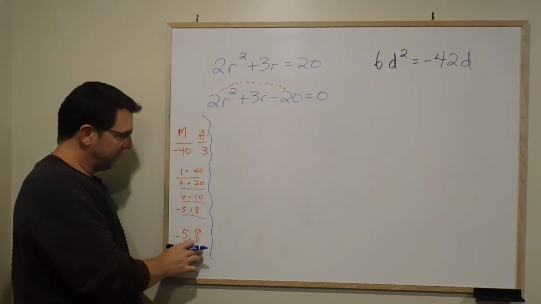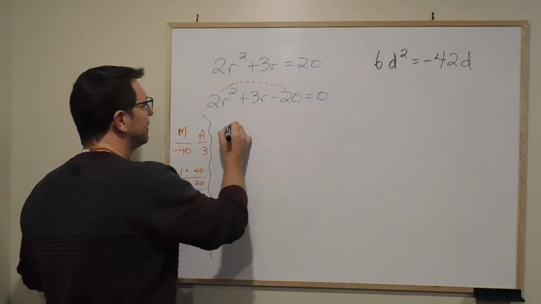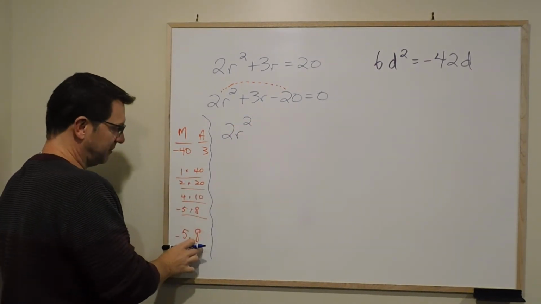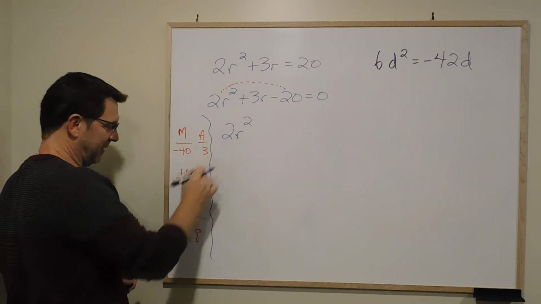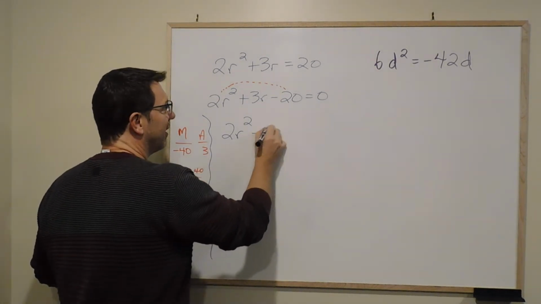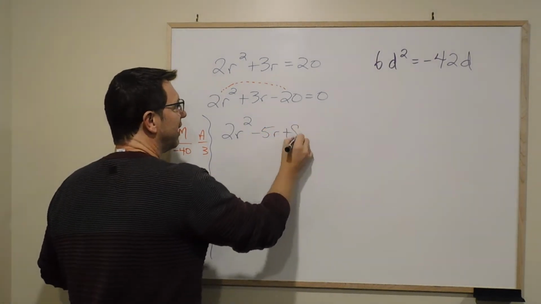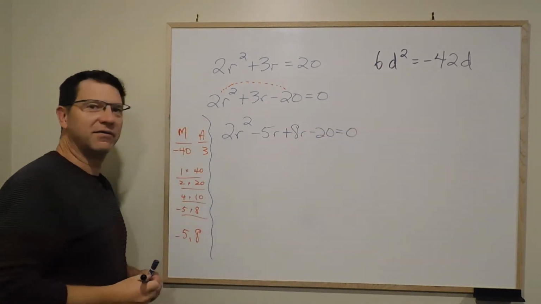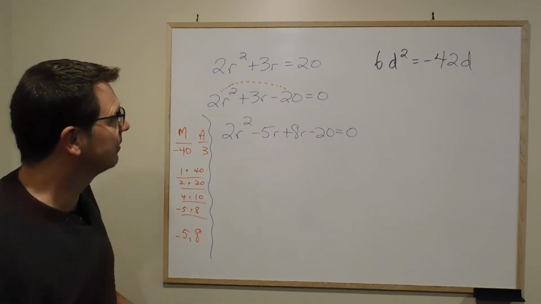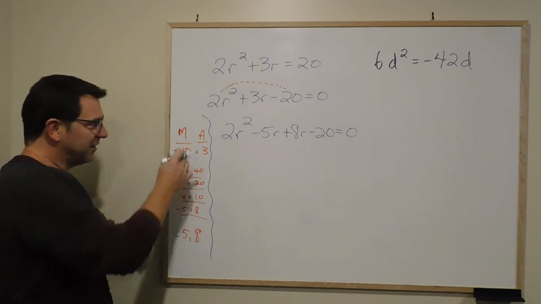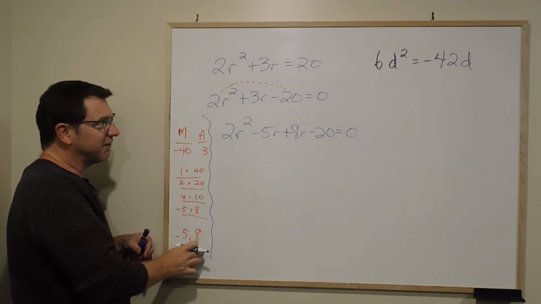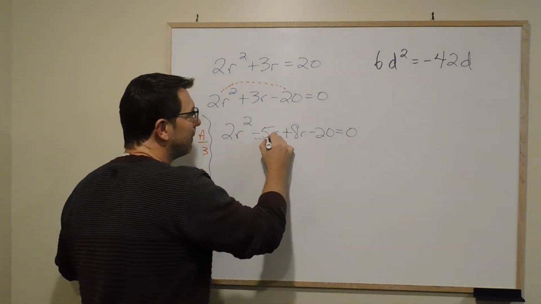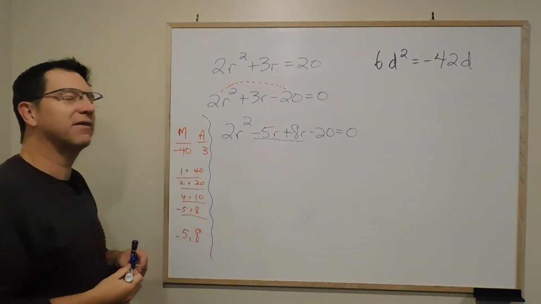Where I'm using these is here, with the 2r squared. I'm going to use these to replace the 3. So I'm going to go negative 5r plus 8r minus 20 equals 0. And if you're wondering what I just did, well, I found these numbers, and it's a step-by-step process. So instead of 3r, I actually did this, minus 5r plus 8r.